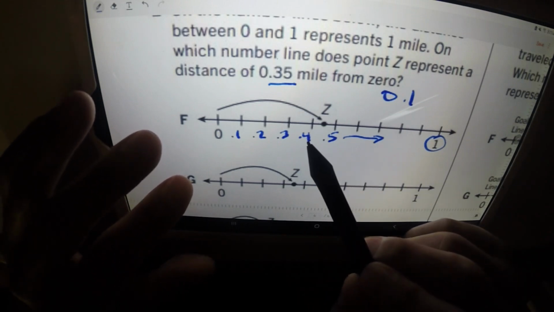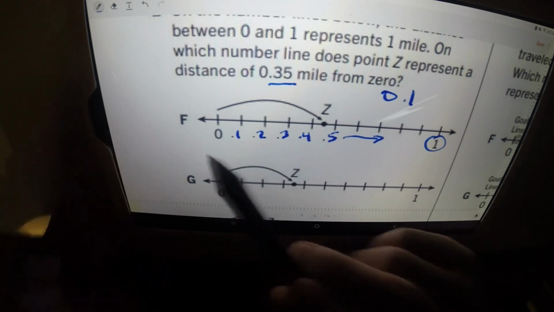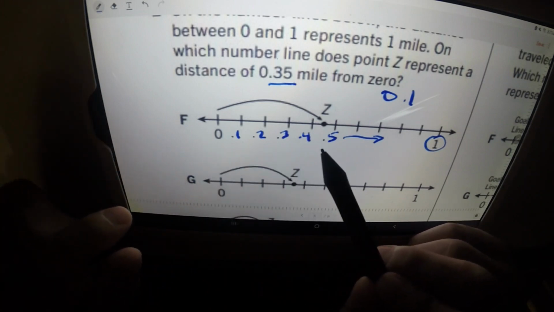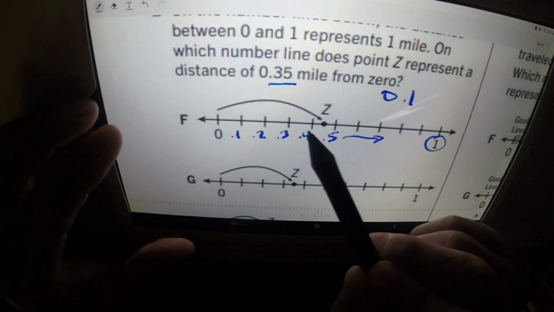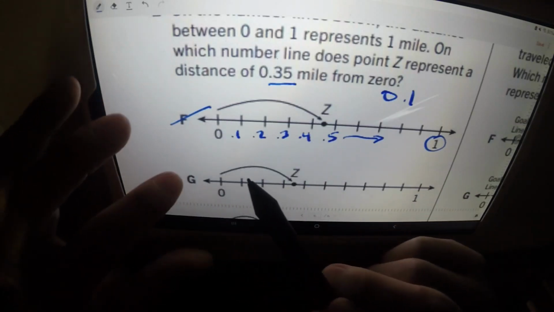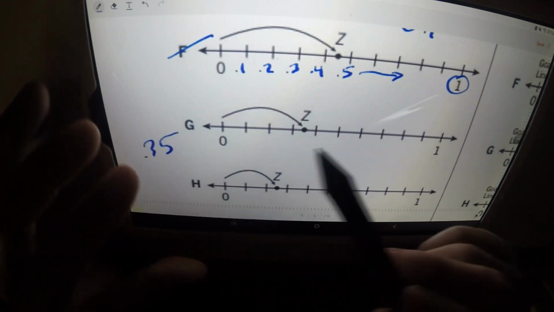Well, we can see this is between 0.4 and 0.5. The first answer is between 0.4 and 0.5. That is not 0.35. 0.35 is not between 0.4 and 0.5, so we know that's not the answer. Let's go to the next one, and we're looking for 0.35.